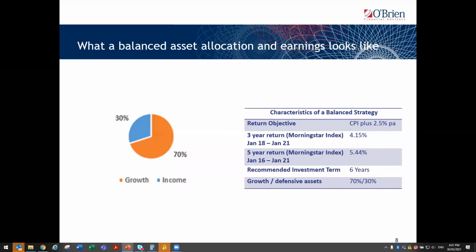In this example, we have the return objective for our personal balanced strategies, which is to achieve CPI plus 2.5%. We benchmark all our returns to the 3-year return and the 5-year return on the balanced index. The recommended investment term for this kind of investment strategy is a 6-year time frame. Just a note as well that the investment time frame is not referring to the time in the market or how long you have to be invested. It refers to if there is a market downturn or a GFC or, for example, a pandemic, how long you have to remain invested to return to your investment position prior to the event.